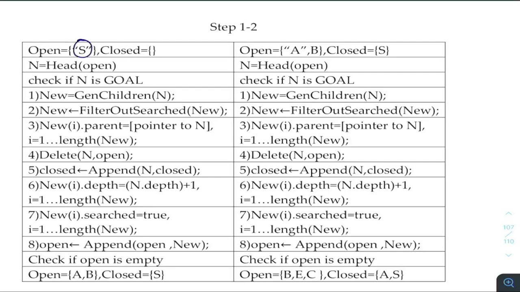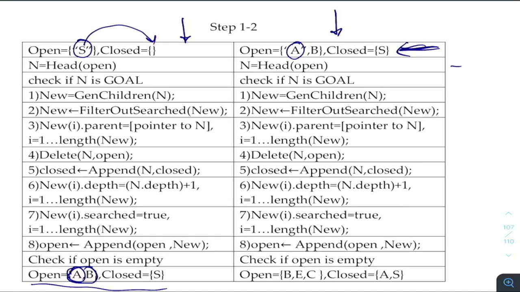S, and what are the children of S? A and B. Okay, and add to closed. Okay, so we are here, and this is step 1 and this is step 2. So here A, B and C, right? Look at this. And what is the first element? A, first node A, right?